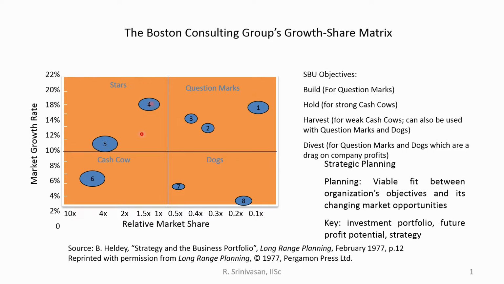When the SBU moves towards stars, you would like that SBU to be as long as possible in the stars. That is, you would like to prolong the life of that SBU in the stars.